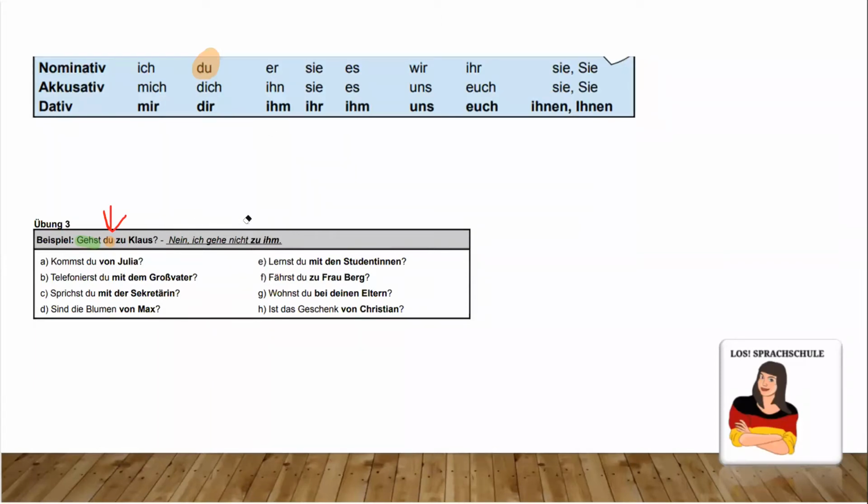Nein, ich gehe nicht zu ihm. Now we see it's super visible. We are like, aha. Ihm is definitely dative, therefore zu needs dative. And this is how you substitute the object into a personal pronoun. If you want, press pause and try to answer those questions, and then we will compare.